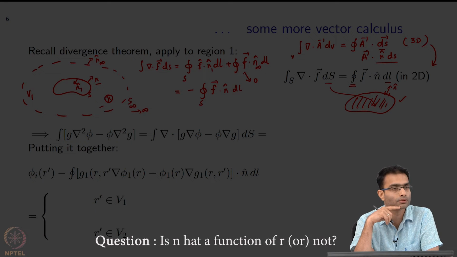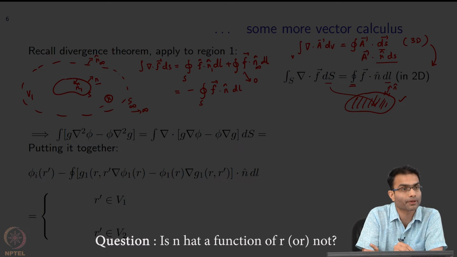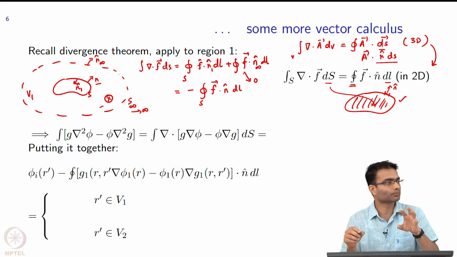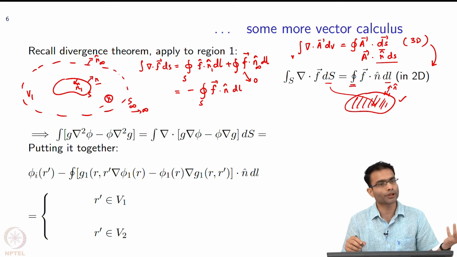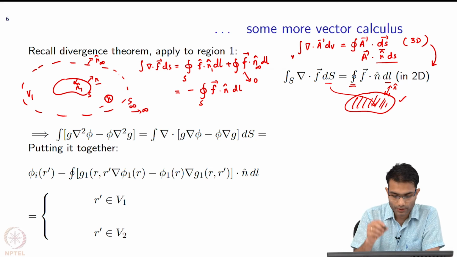And others 0. So, n hat, remember, this integral is a contour integral, it is evaluated only on the boundary, it is not evaluated in a volume. So, it comes into picture only on the boundary where a normal has been defined. Okay. So, we will make use of this.